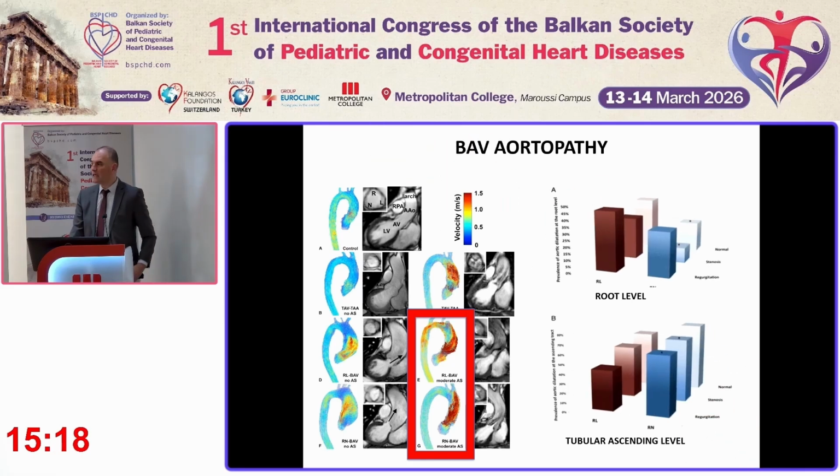Some additional data. Based on these, we can tell that a fusion of the right-left cusp is linked to a dilatation of the ascending aorta, while the fusion of right and non-coronary cusp is mainly linked to aortic root dilatation anomaly.